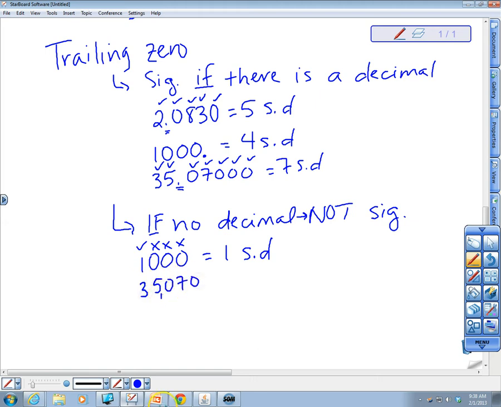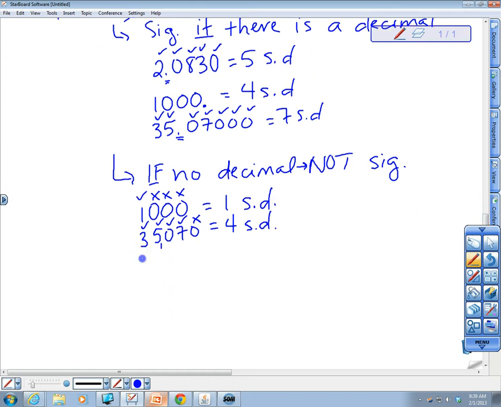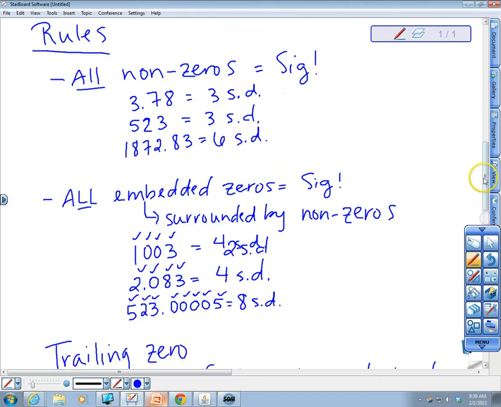35,070, right? The non-zeros are significant. The embedded 0 is significant, but the trailing 0 is not, because I don't have a decimal. So I have 4 significant digits. 2,300. No decimal. Trailing zeros are not significant. So that means only those 2 non-zeros are significant. Whoops, sorry about that.